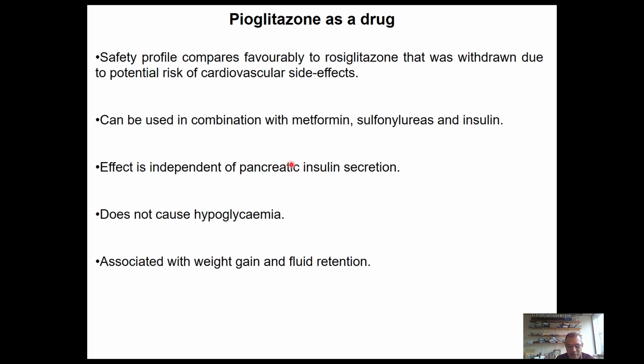Their effect is more at the level of cellular metabolism, and it's independent of insulin secretion. So these can be used in patients whether or not they have functional beta cells. And it's not a drug that causes a side effect of hyperglycemia. On the other hand, it's associated with weight gain and fluid retention.